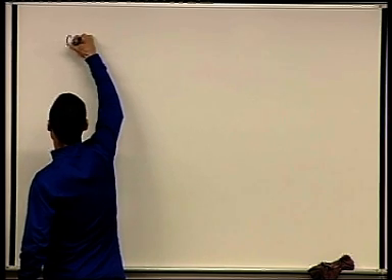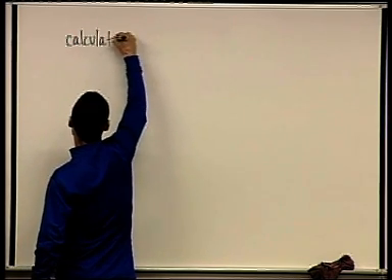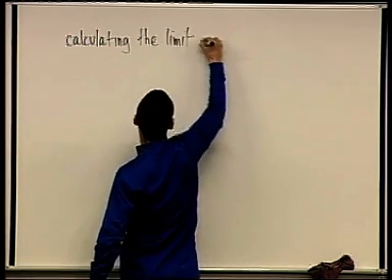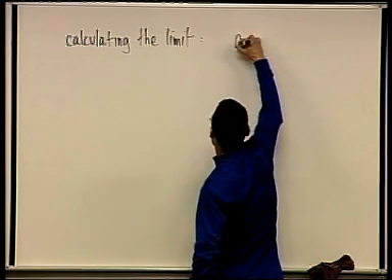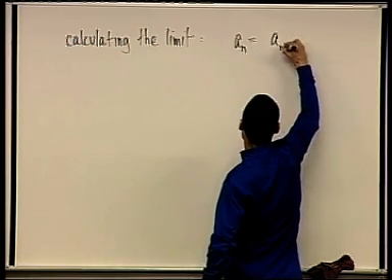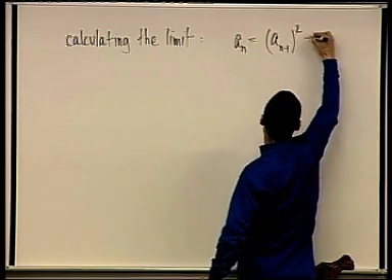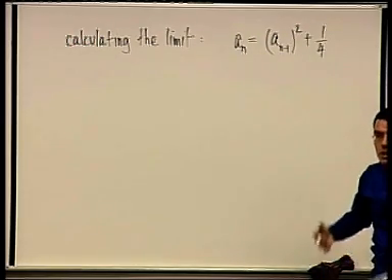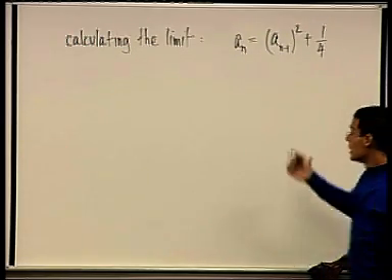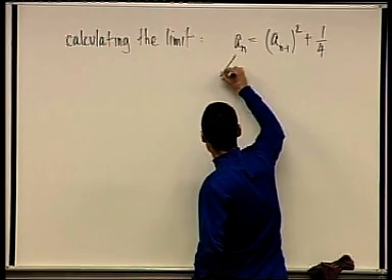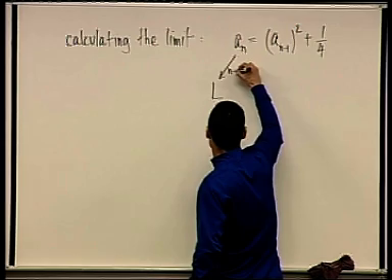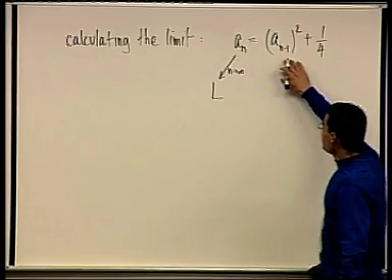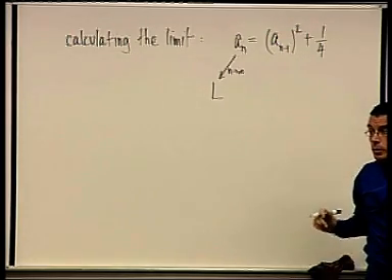So, calculating the limit. So we take the recursive formula, which was an equals an minus 1 squared plus 1/4. And look at what we know. We already know that the sequence converges. So when n goes to infinity, an goes to some L. Let's call the limit L. Right? What about an minus 1?